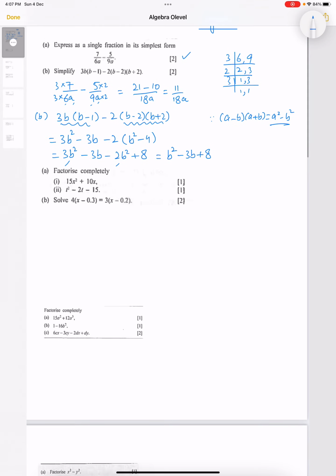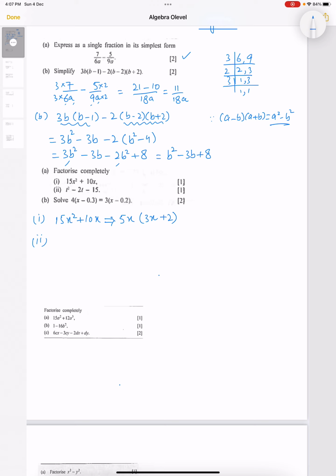Next question is factorize. So first part is 15x squared plus 10x. The first rule of factorization is take common. If you have any term common in between, we can see clearly that 5x is common. So if I take 5x as common, I will have 3x plus 2 left. That's the answer. We cannot do anything further in this, as we have to factorize it.